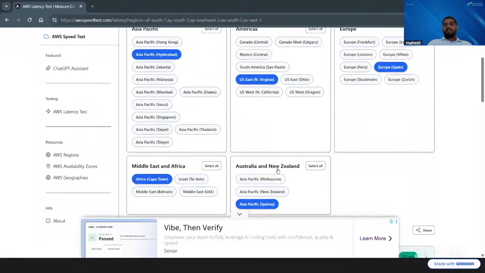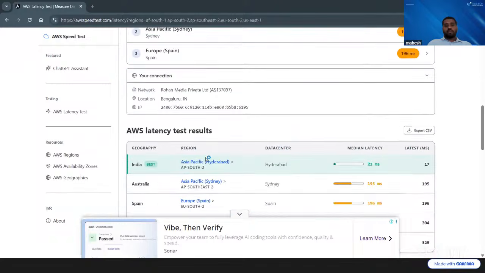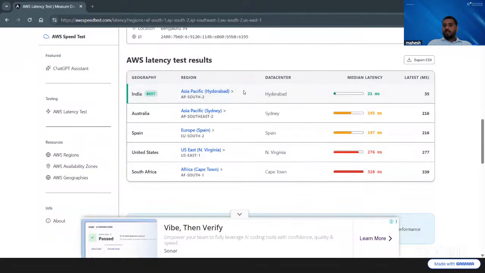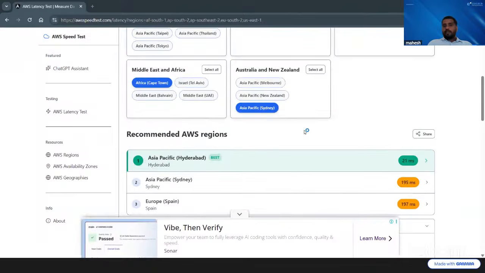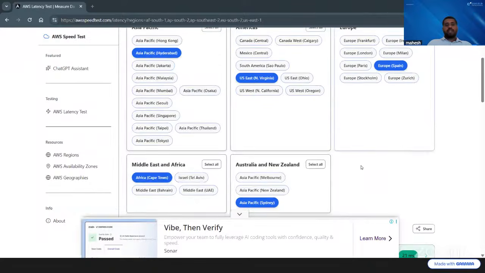So it will show all the things as well. Your current network address, which location you are using, everything. See participants, we can see everything here. The geography is India, region Asia Pacific, Hyderabad region. So this much latency is there. Australia. Participants, believe it or not, the only data center which is very, very far away from India is Brazil. Brazil will have too much latency as well.